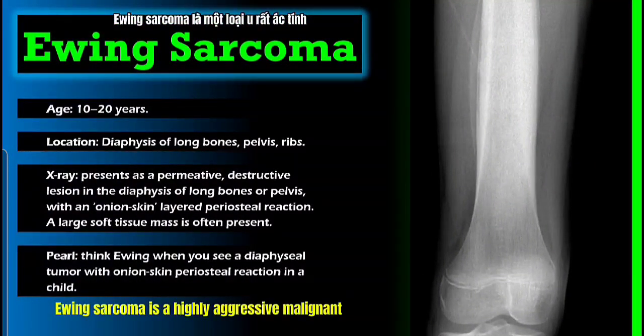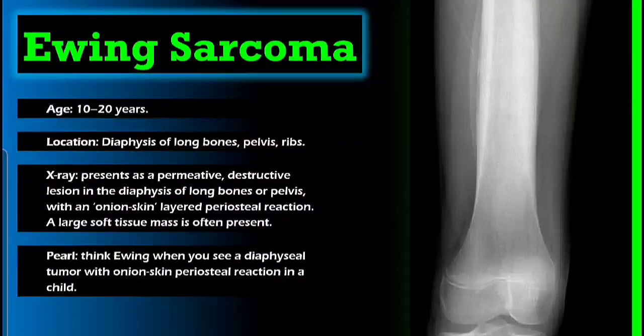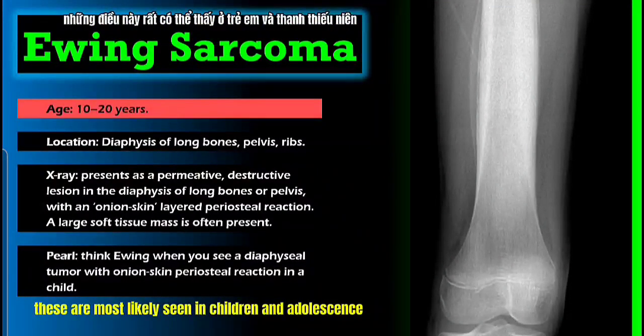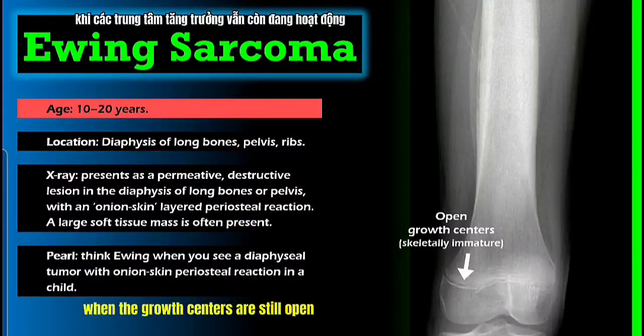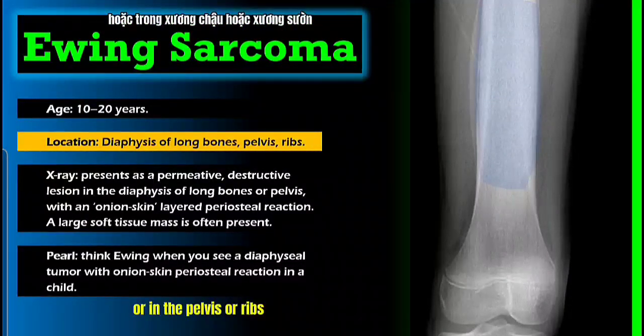Ewing sarcoma is a highly aggressive, malignant, small, round blue cell tumor. These are most likely seen in children and adolescents when the growth centers are still open. They typically arise in the diaphysis of long bones, or in the pelvis or ribs.